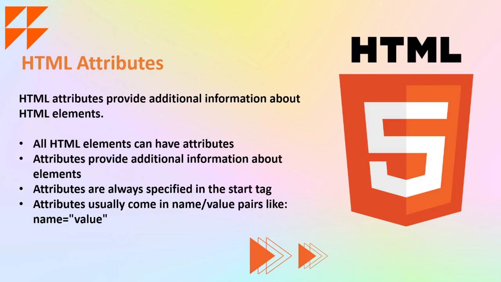Let's move ahead and look at what is meant by HTML attributes. HTML attributes provide additional information about HTML elements. So we have these HTML elements, and if we have to provide some additional information to a particular HTML element, then we make use of HTML attributes. Some important points related to HTML attributes: all HTML elements can have attributes. Attributes provide additional information about elements. Attributes are always specified in the start tag. Attributes usually come in name and value pairs, like name equals value.